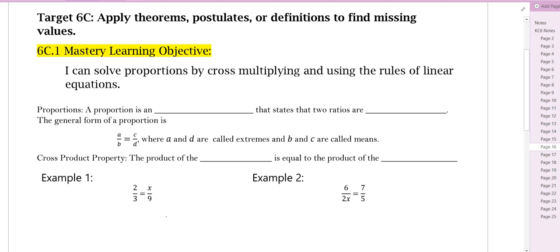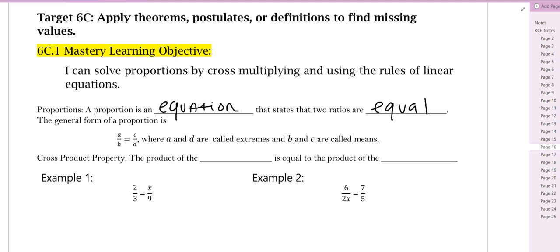A proportion, well, what is a proportion? A proportion is an equation that states that two ratios are equal. And basically, we've kind of been setting up our proportions when we were dealing with our side theorems and our side angle sides. So the general form of a proportion is A over B is equal to C over D, where A and D are called extremes and B and C are called means.